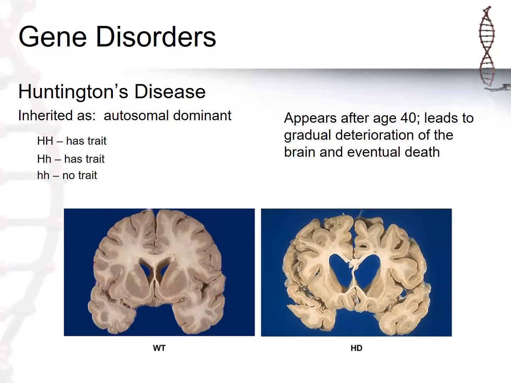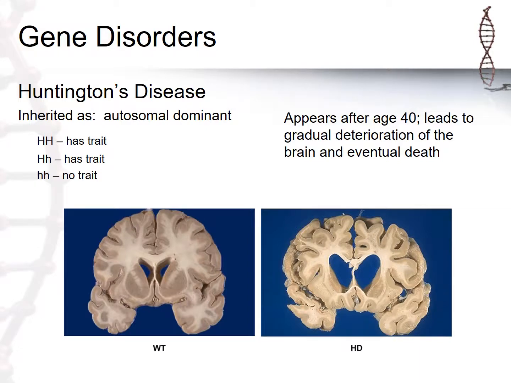All right, let's look at some gene disorders. First, we have Huntington's disease. This is autosomal dominant, so it is not on your sex chromosome. If you have two capital HH, you have the trait. If you're heterozygous, you also have the trait. You will only not have the trait if you are homozygous recessive.